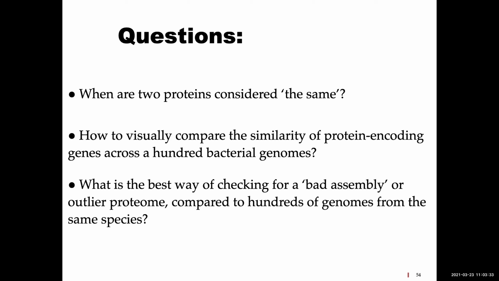I didn't really talk as much about this, but sometimes you have bad assemblies, and one of the things you can see when you're doing your blast matrix is a genome that stands out. Let's say you have a bunch of E. coli genomes, they're all 96% identical, and one of them is only 3% identical. We say, wait a minute, something's going on there. So that's one way of quickly checking whether an assembly is bad or not.